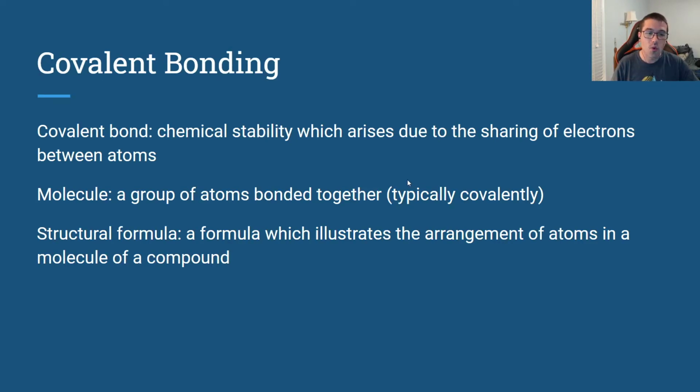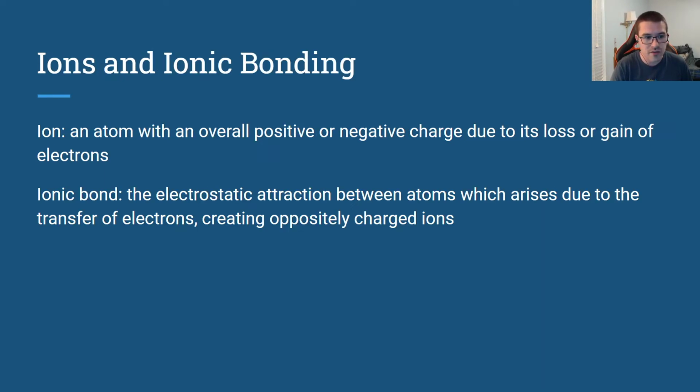Okay, let's look at one other type of bonding. Okay, so that was ionic bonding. There is another type of chemical bond called a covalent bond. Okay? So, just to back things up a little bit.